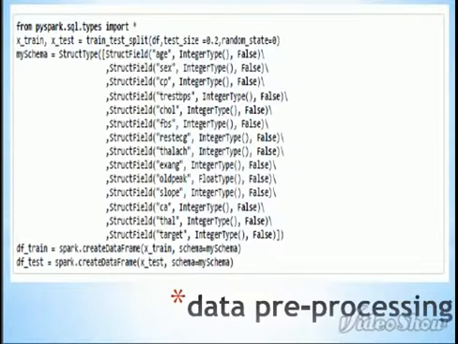As we can see from this image, this is actually what happened first. There's a split using scikit-learn's train test split, which split the pandas data frame into a test and training data frame. Then I created a schema. Then this is where I load. As we can see, df train and df test is where I loaded the pandas data frame into a Spark session data frame.